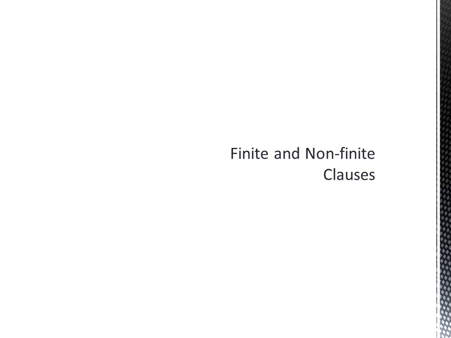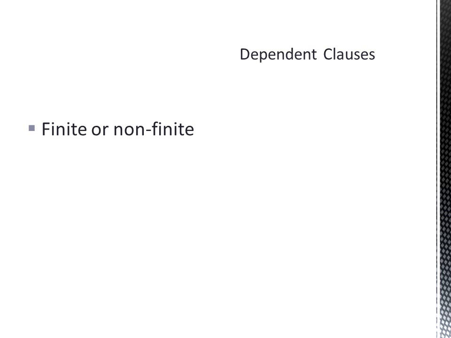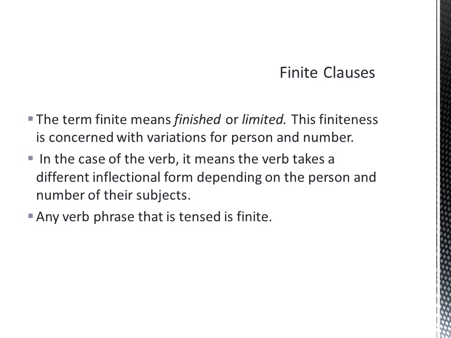I want to take a look here at finite versus non-finite clauses. We're going to look at that primarily with dependent clauses, because the non-finite are almost never going to be independent clauses. The term finite means finished or limited. And so what it means is that you can have it be first, second, third person. You can have a tense. You can also have modals for finite clauses. And that's sort of what we think of when we think about verb.